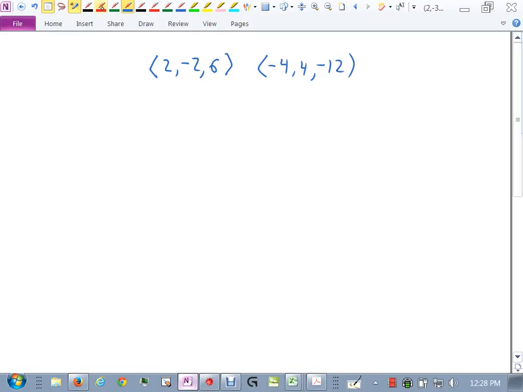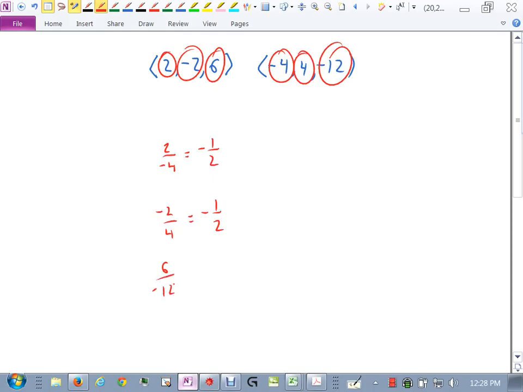Let me just take each component and make a ratio. I'm going to take this component and divide it by that component. 2 over negative 4, I get negative 1/2. Do the same thing here and here. Negative 2 over positive 4, you get negative 1/2. And then take 6 and divide it by negative 12, and you get negative 1/2. They all have a common ratio, which means there is a number that turns each one into the other. It's kind of like similar triangles almost. So since they all have a common ratio, they are parallel.